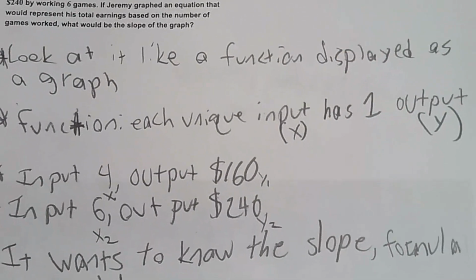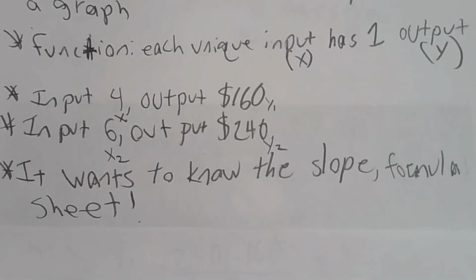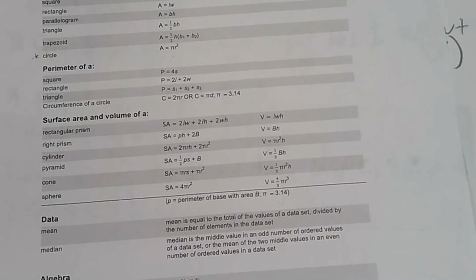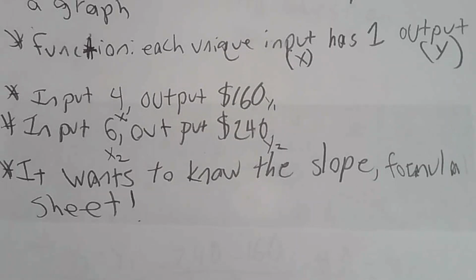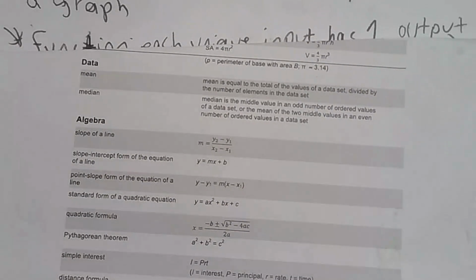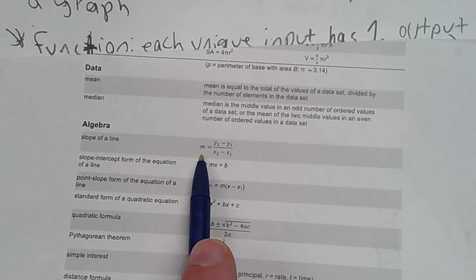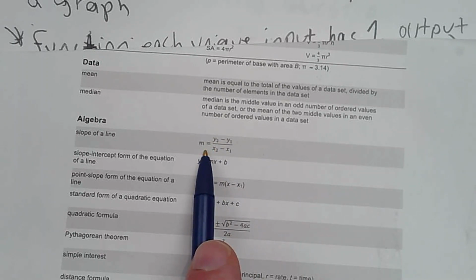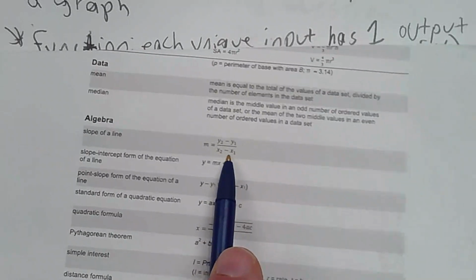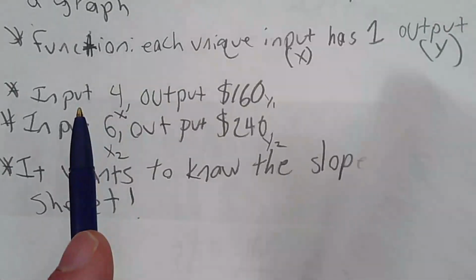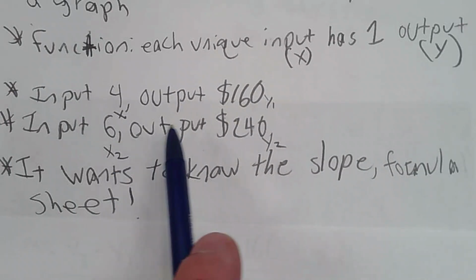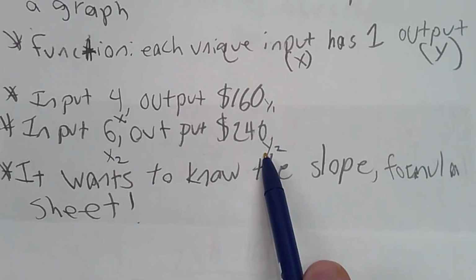So again, remember, slope, that's on your formula sheet. Slope of a line is under the algebra near the bottom. M, which means slope, equals y2 minus y1 over x2 minus x1. So you remember the points we made. We're going to call that one x1. That's x2. y1, y2.